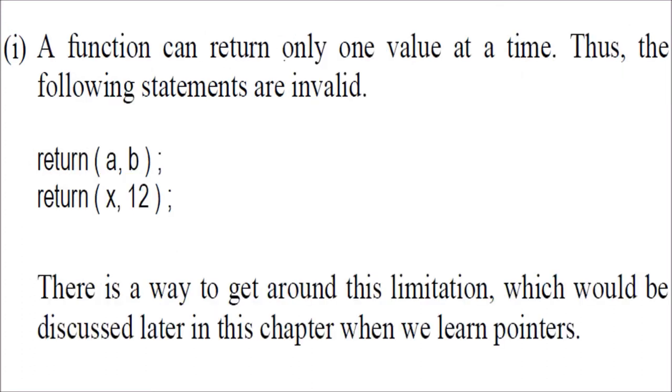A function can return only one value at a time. So returning two variables is not good. This is wrong. And returning say x comma 12, these are two values. One is your variable, the other is a number. So this is also not allowed. This is invalid. A function, or a return, can return only one value, not more than that.